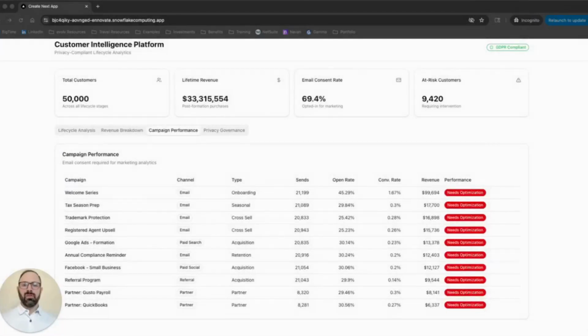The campaign performance view focuses on marketing effectiveness. Here, we're analyzing campaigns where customers have provided consent to receive communications. This table shows key metrics like sends, open rates, conversion rates, and the revenue each campaign generates. It allows marketing teams to quickly identify which campaigns are working and which ones may need optimization.